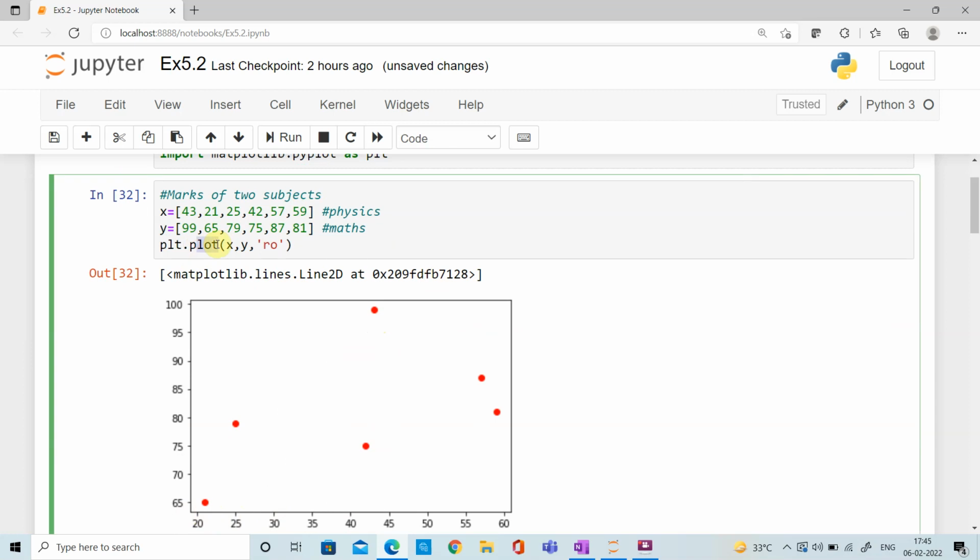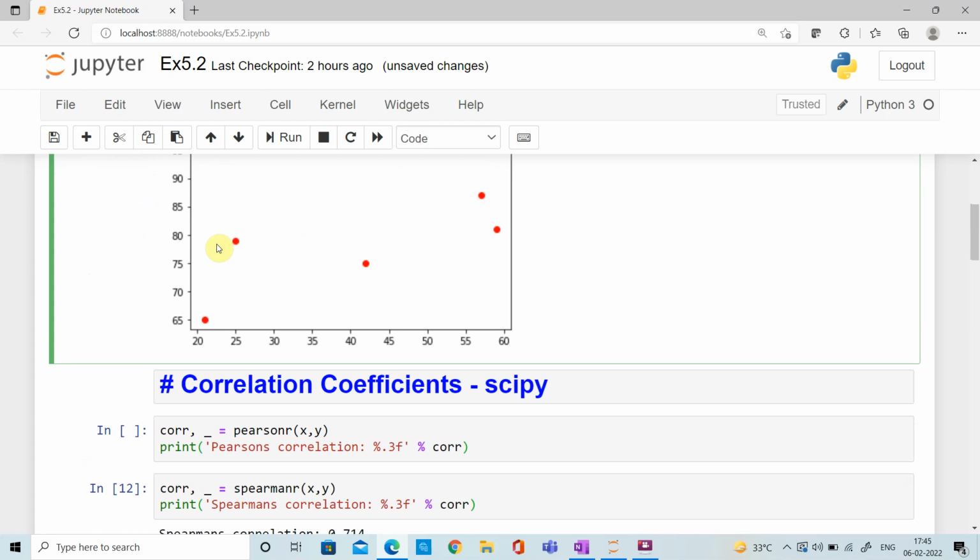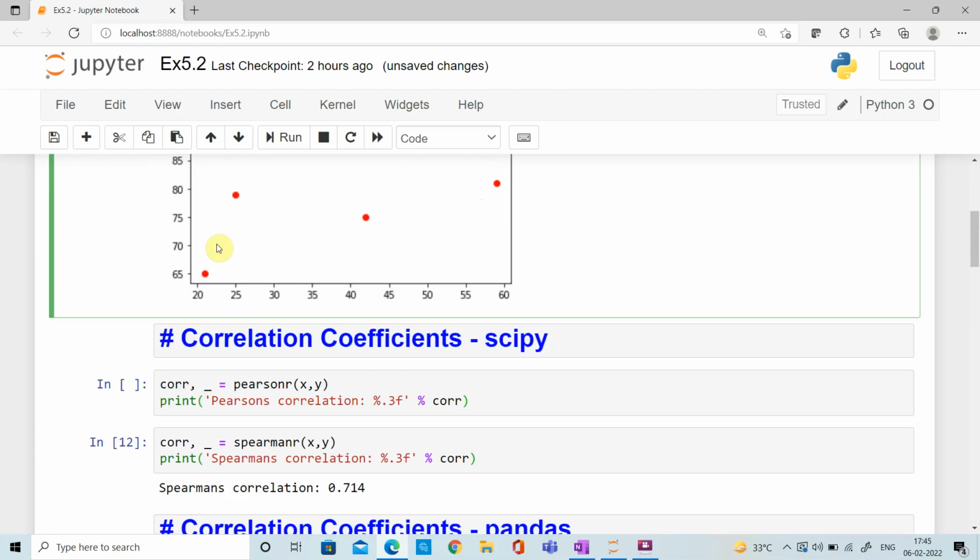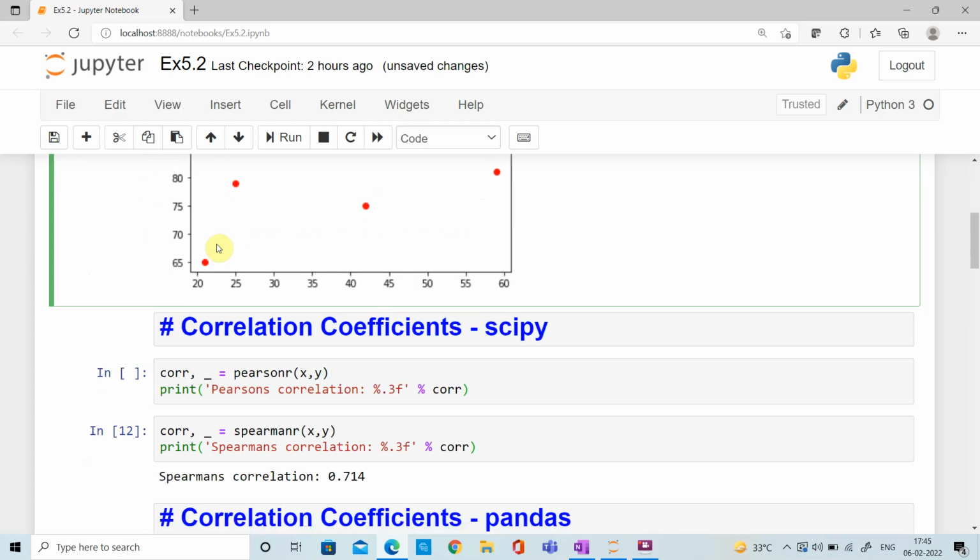So by plotting, I get some idea how the data are available. To confirm statistically, I am going to calculate the correlation coefficient. First, I am going to do the Pearson correlation coefficient. And for this correlation coefficient, you can use the SciPy library, you can use NumPy, you can use Pandas to calculate it. Here I have given 2 libraries: one is how to use SciPy and the other is how to use Pandas.